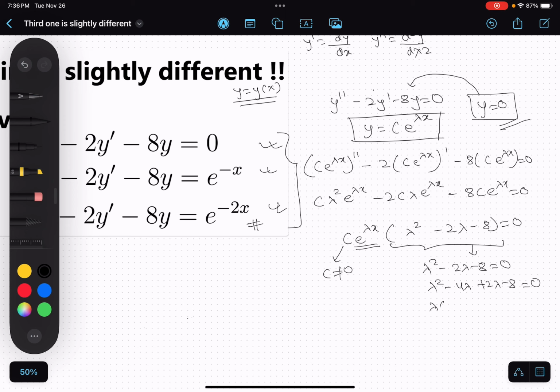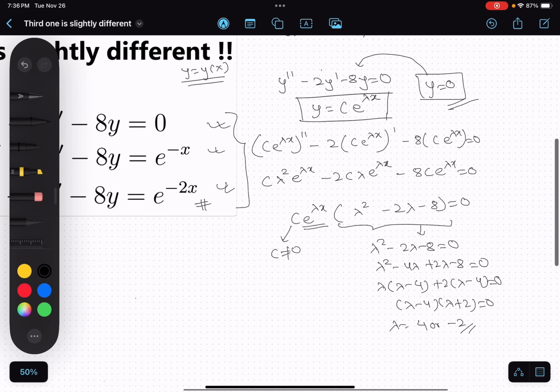This will be (lambda − 4)(lambda + 2) = 0. So lambda = 4 or −2. If lambda is 4 or −2, then in this equation, no matter what c is, any non-zero number, it doesn't matter what c is, for 4 and −2 this is going to be 0, right? So due to that, this entire thing will be 0.